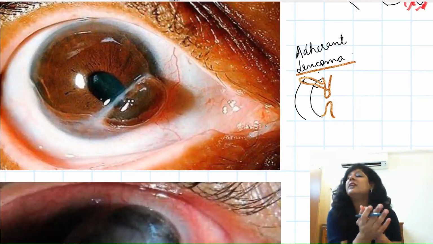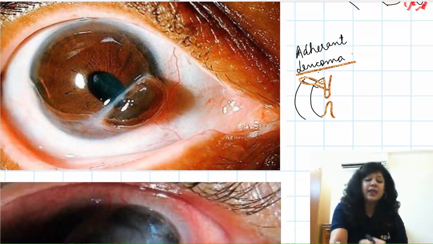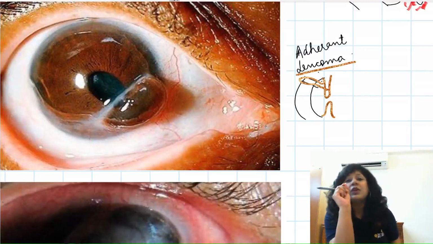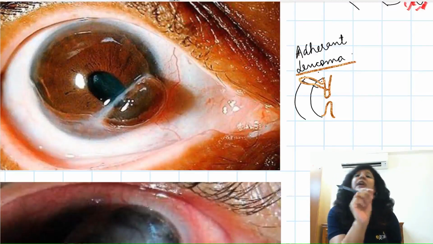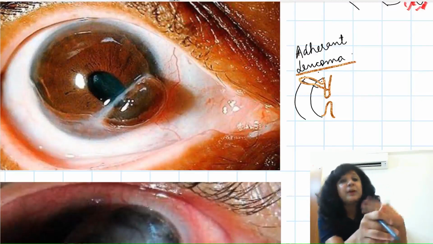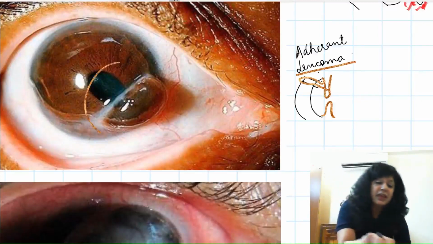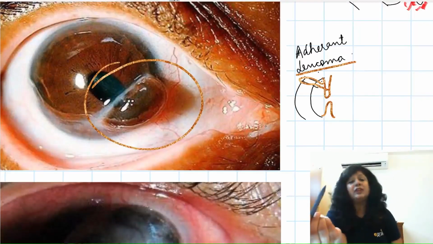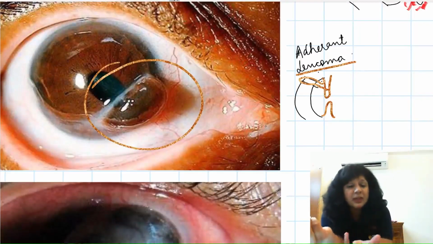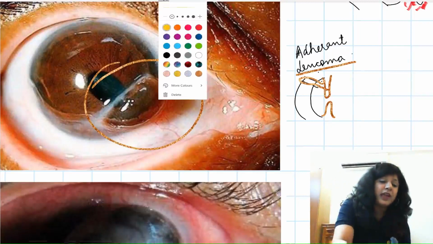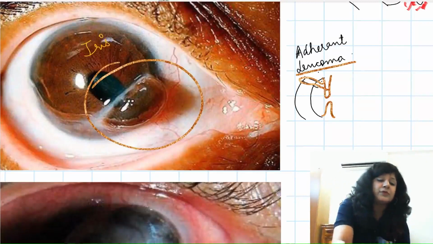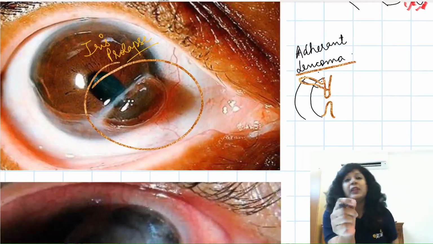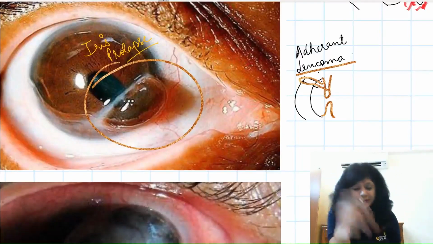This is called adherent leukoma. You are not able to see much of the iris there, you are just seeing the opacity. That is called the adherent leukoma. But if the perforation is larger, then you are able to see the iris coming outside. This will be called the iris prolapse. So iris prolapse is actually considered to be a sequelae of a larger perforation. Okay.